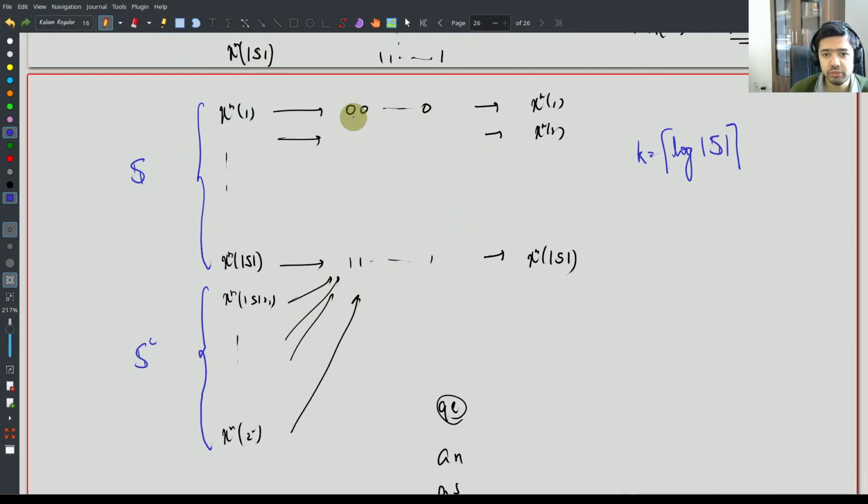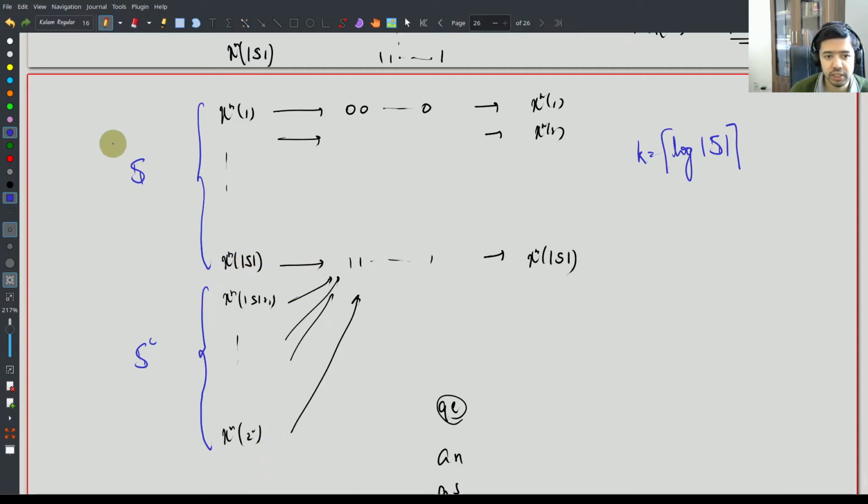So what does the decoder do? If it sees any one of these sequences in this particular table, then it reconstructs that particular sequence in S. So for example, if the decoder is given as input the all zero sequence, then it outputs xn of 1. If it gets to see the all one sequence, then it outputs the last sequence in this particular set, so xn of size of S. Right, so this guarantees that any sequence in the set S is reconstructed exactly without error, whereas every sequence in S complement cannot be reconstructed.